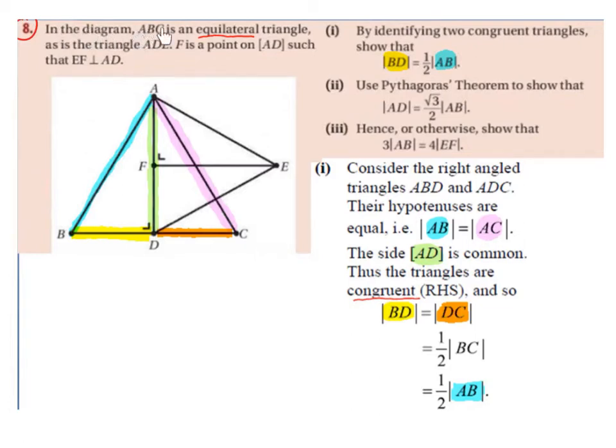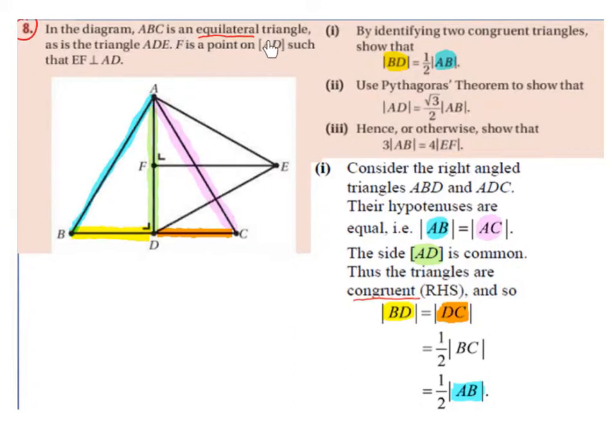In the diagram, ABC is an equilateral triangle. So that means 3 equal sides and 3 equal angles, all 60, 60, 60. As is the triangle ADE. So ADE is also an equilateral triangle, with 3 equal sides and the angles all measure 60, 60, 60.